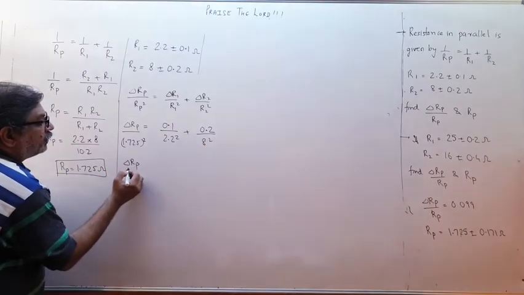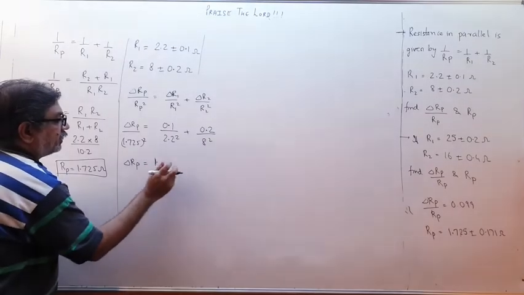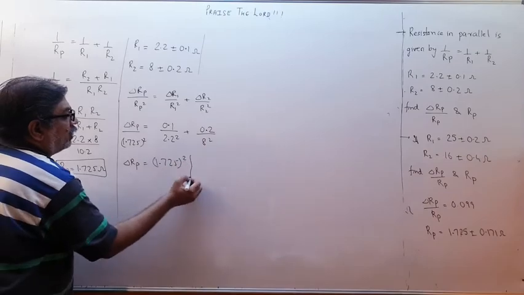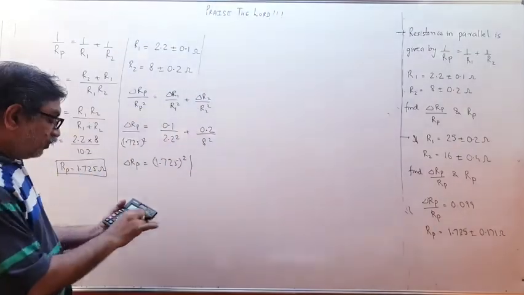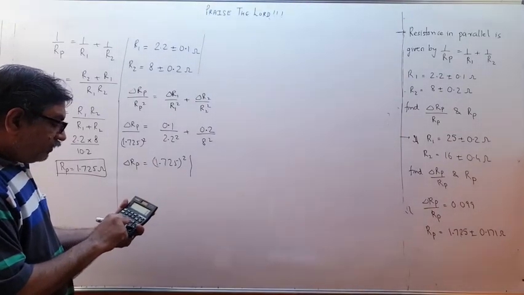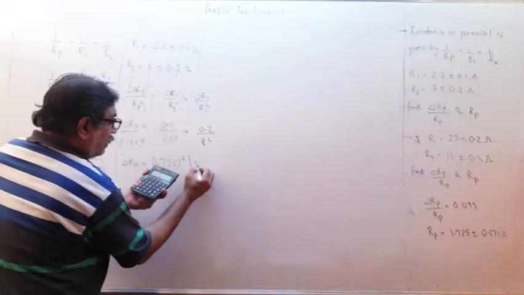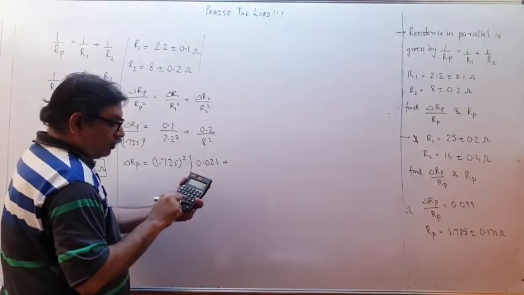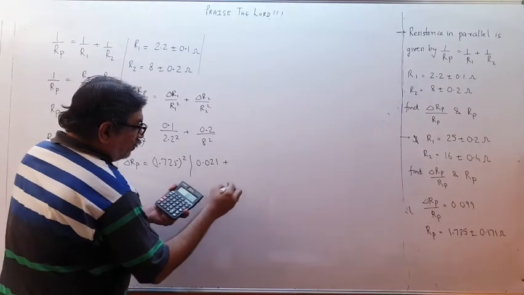So delta rp will become equal to 1.725 square, this goes up over here. Then this will be 0.1 upon 2.2 square. So let me do it. 0.1 divided by 2.2 divided by 2.2, that is 0.021, plus 0.2 divided by 64, that is 0.003.